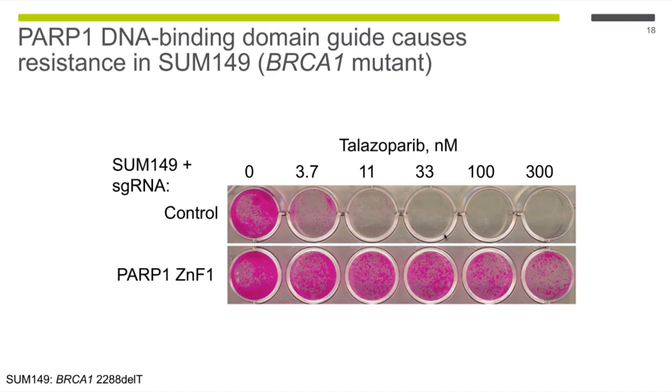So I took a BRCA mutant cell line, a SUM149 breast cancer cell line, and we introduced a similar guide to the one we found from the screen, although this is now targeting the orthologous region in human PARP1. And as you can see, we see a really strong PARP inhibitor resistance phenotype when we transfect the cells with this guide. So clearly, the cells are able to tolerate PARP1 loss in this case and become resistant to PARP inhibitor.